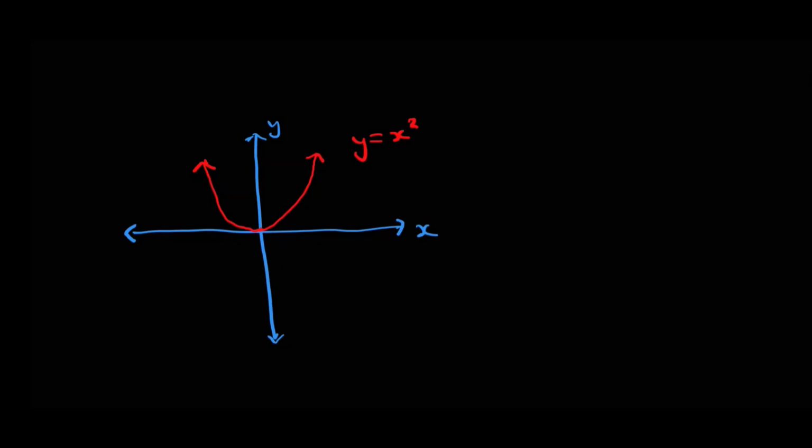Today I'll be showing you the vertical line test, which is a way of testing if something is a function. So here on screen we have a graph of y equals x squared. Now let's use a vertical line test to see if it's a function.